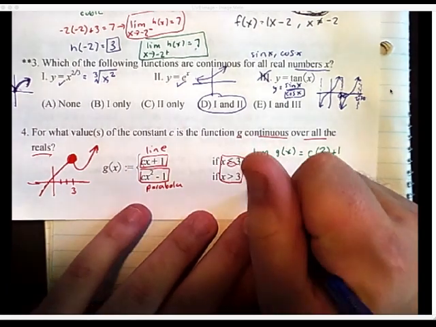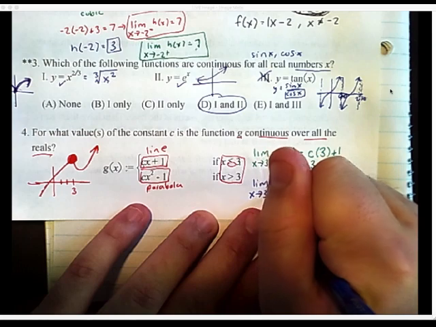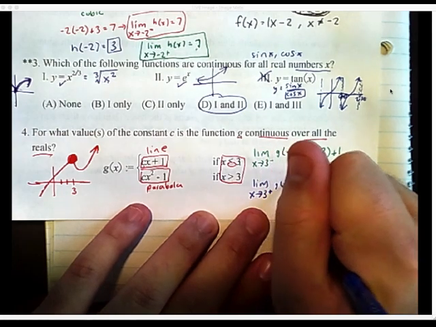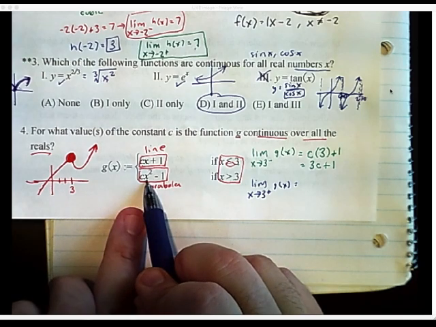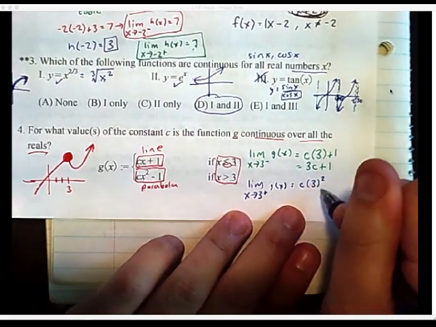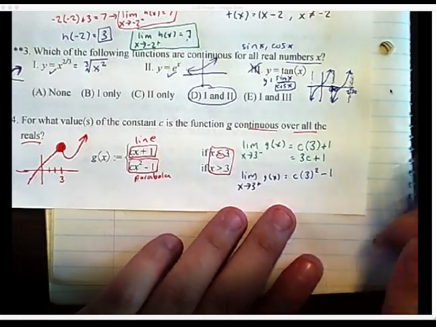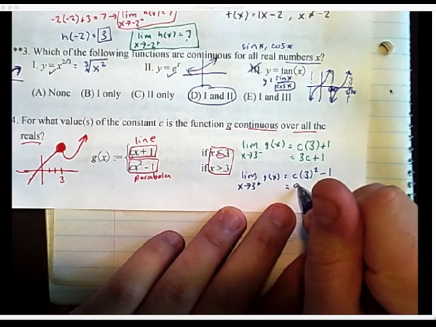Now, how do we figure out what the right limit is? We're going to approach 3 from the right side. So how are we going to figure that out? Well, we're going to plug 3 in for the x there. So we're going to do c times 3 squared minus 1. If I do some simplifying, 3 squared is 9, c times 9 is 9c minus 1.